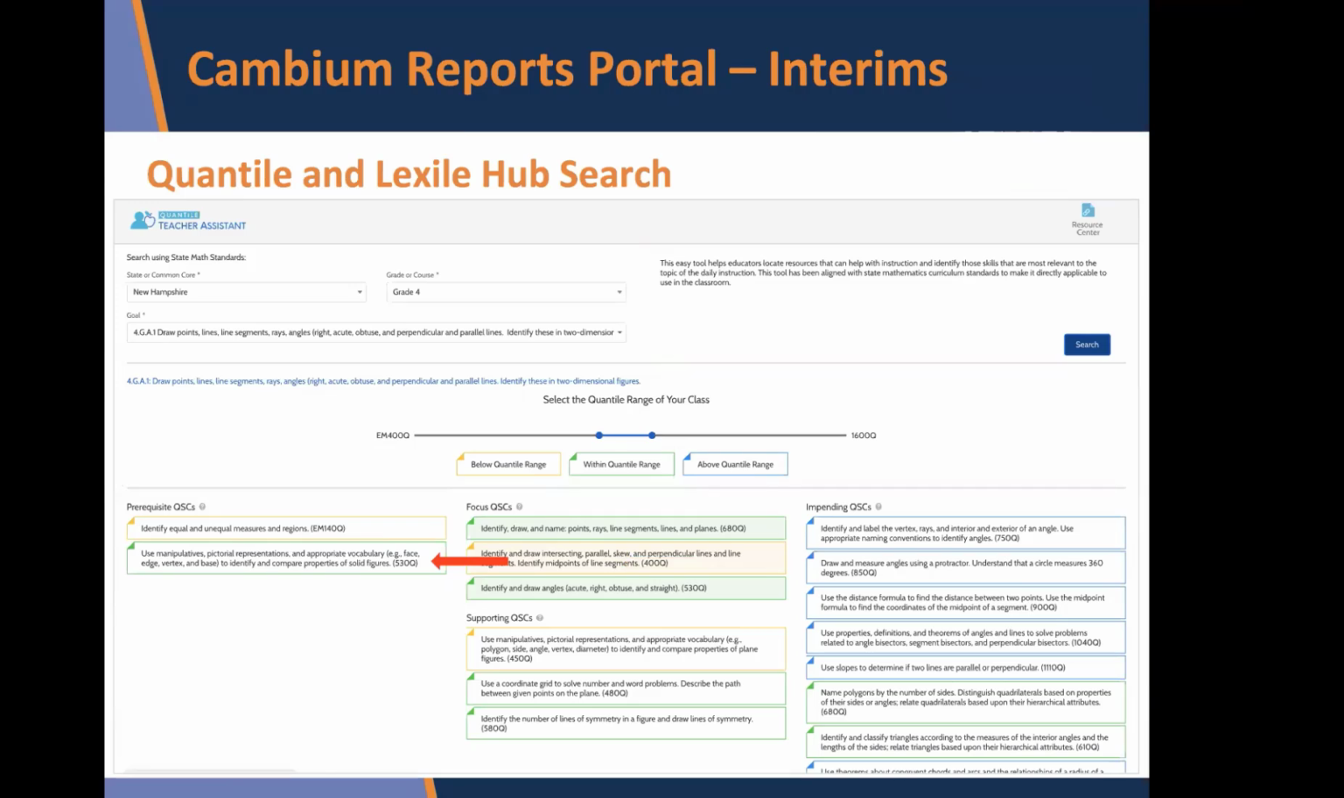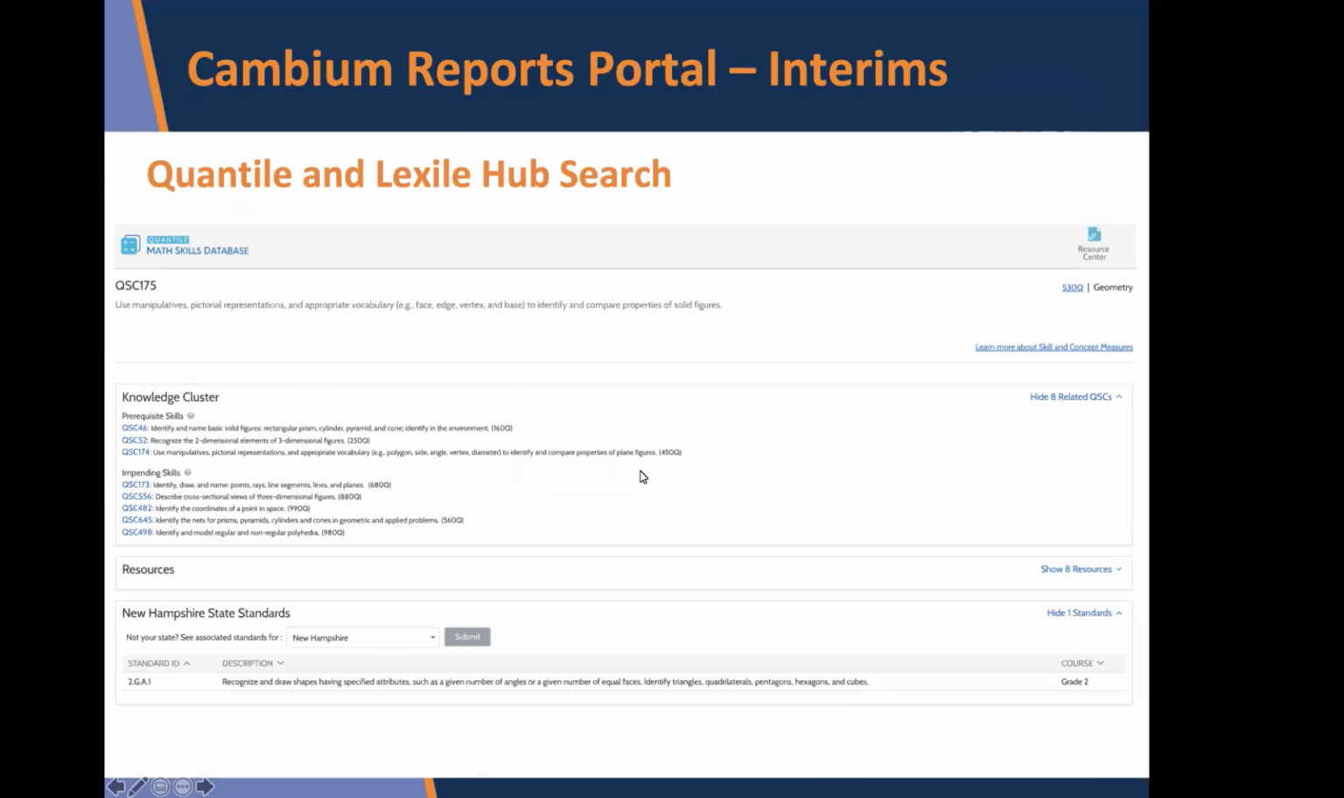So if I drill down into any of these, like if I'm looking for a prerequisite skill and I choose one of those, as soon as I choose any of the skills, it doesn't have to be prerequisite, any of them here, it will bring you to a page with that skill. That skill will have prerequisite skills and impending skills. But the cool thing about this as well is it also has resources.